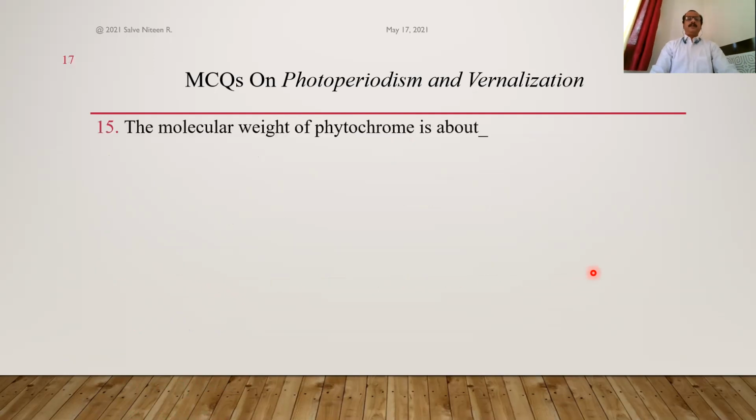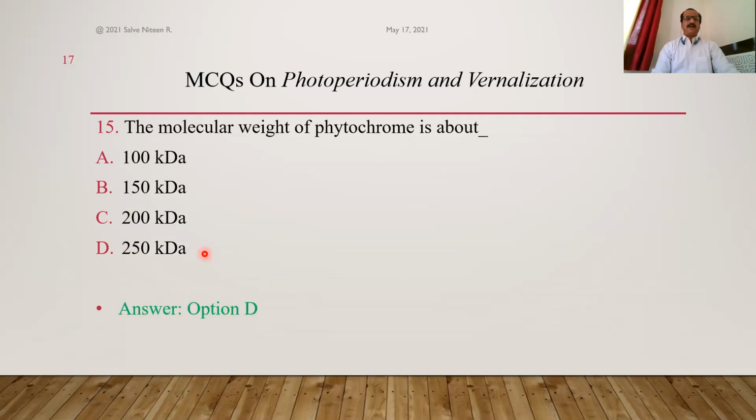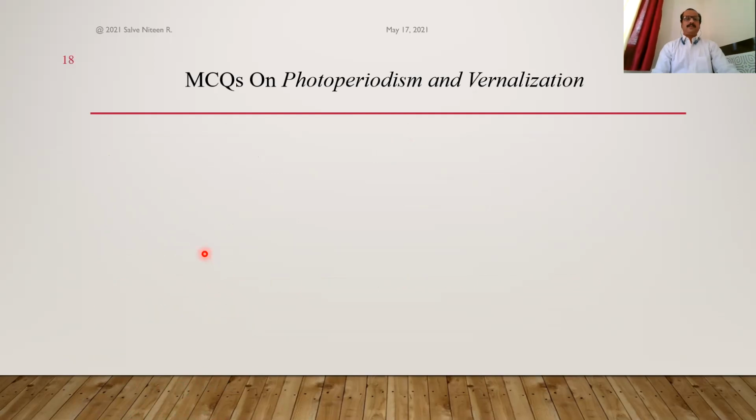Okay, next. The molecular weight of phytochrome, you have studied this protein pigment. It is about 250 kilodalton. It consists of two polypeptides of 125 kilodalton. So D is the right answer.